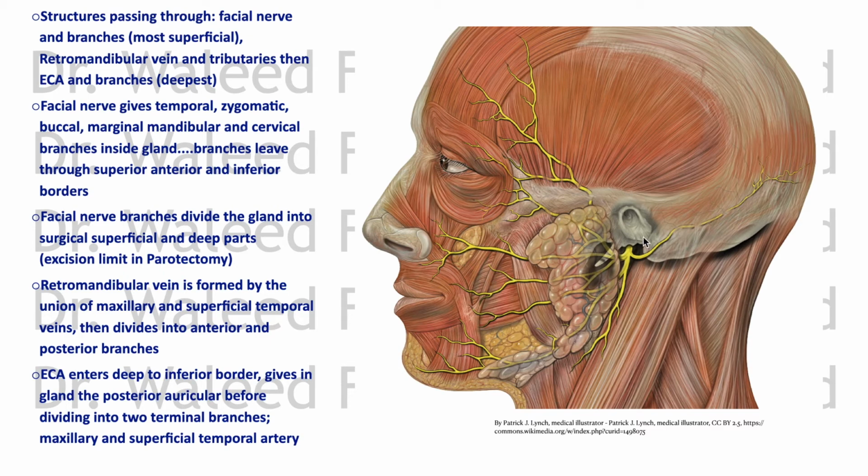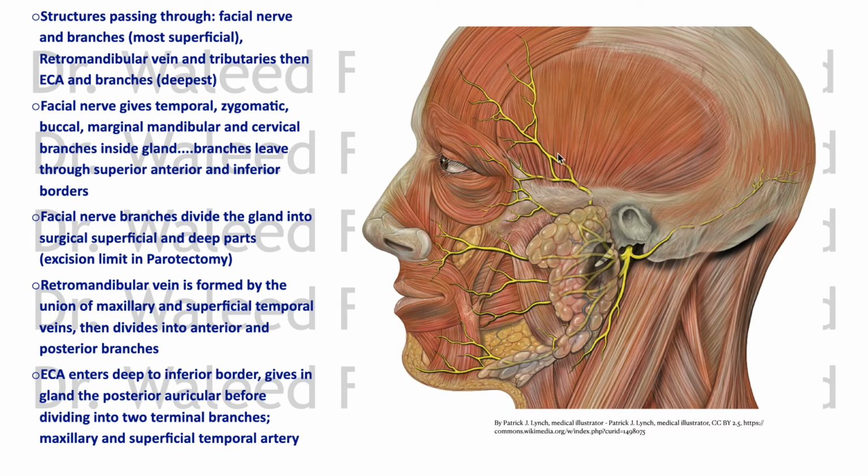The facial nerve, as it comes out from the skull, from the stylomastoid foramen, gives off the posterior auricular branch, gives off branch to stylohyoid and posterior belly of digastric, okay? And then enters the gland, as you can see. Inside the gland, it divides into 5 major divisions.